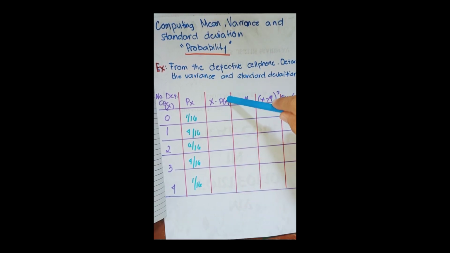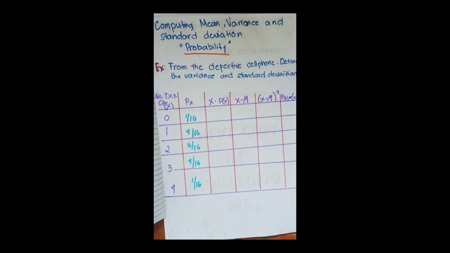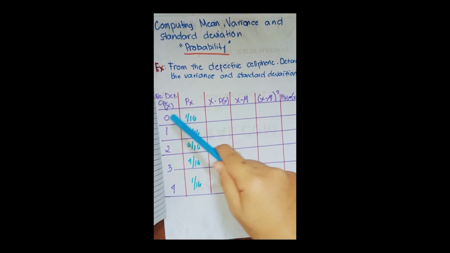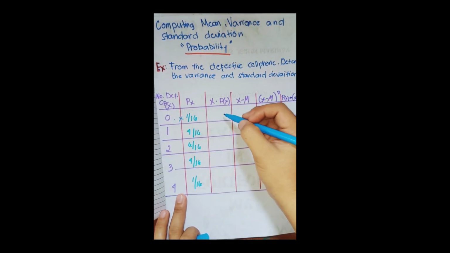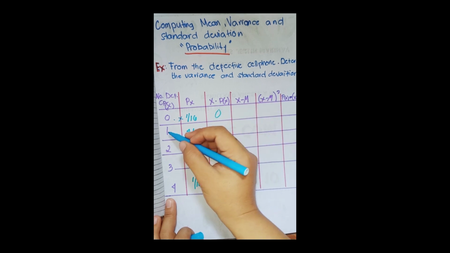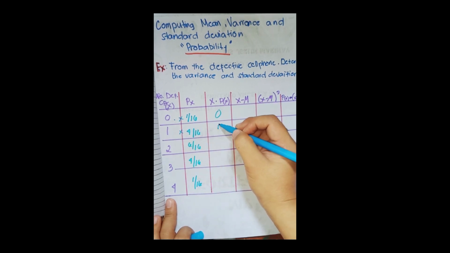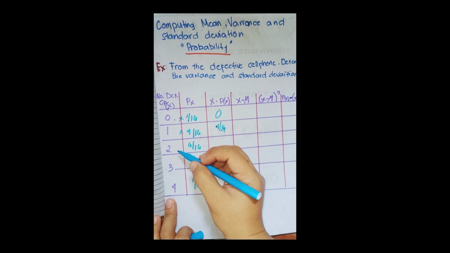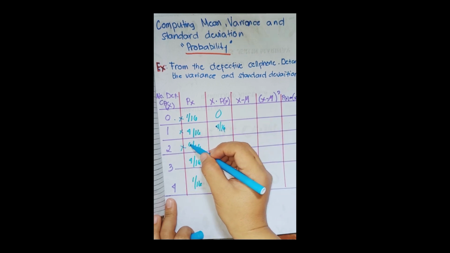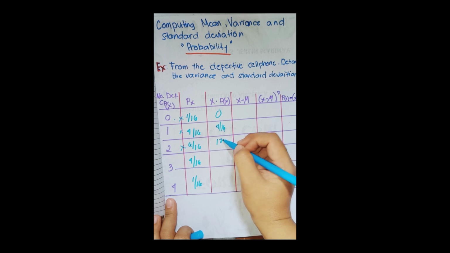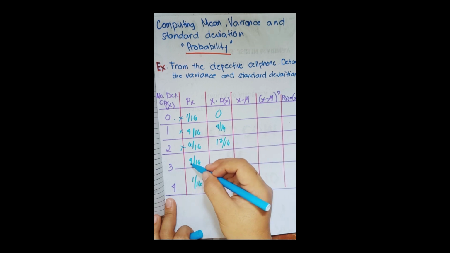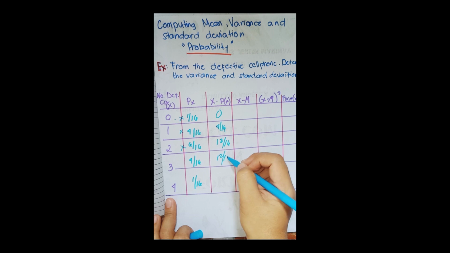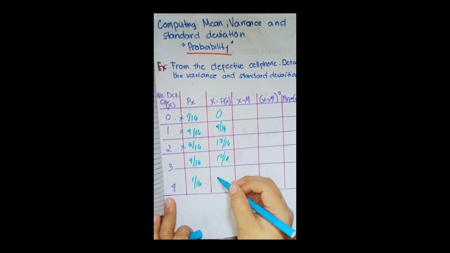And the next column is X times P of X. We're going to multiply X times P of X. 0 times 1 over 16 is 0. 1 times 4 over 16 is 4 over 16. 2 times 6 over 16 is equal to 12 over 16. 3 times 4 is equal to 12 over 16. 4 times 1 is equal to 4 over 16.